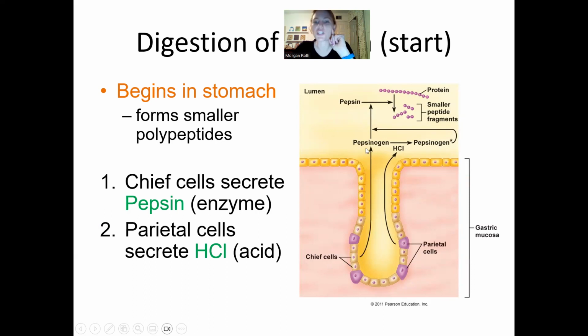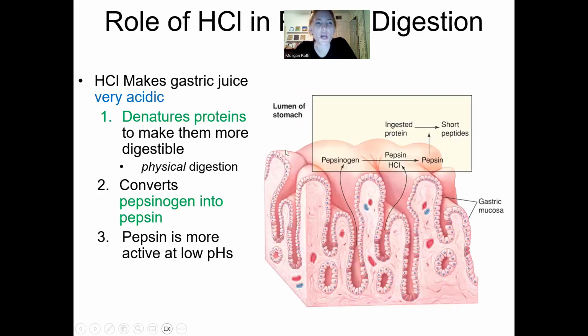That pepsinogen is then converted into pepsin, and pepsin is the enzyme that is responsible for protein digestion. Okay, so all of this is coming in the gastric juice in the stomach. So digestion of proteins begins in the stomach. Okay, so let's talk about hydrochloric acid and how it helps with protein digestion.